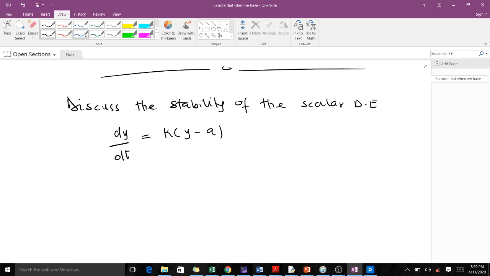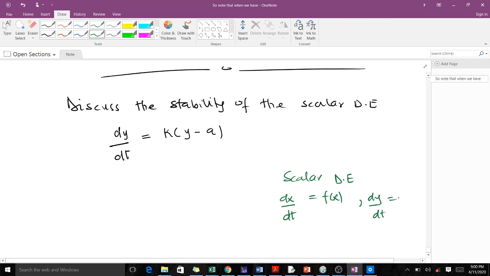So, the keywords here are: what's a scalar differential equation? A scalar differential equation is of this form. Here you should know that x and t represent any variable. So someone can write dy/dt equals f of y or anything. So any differential equation of this form is a scalar differential equation.